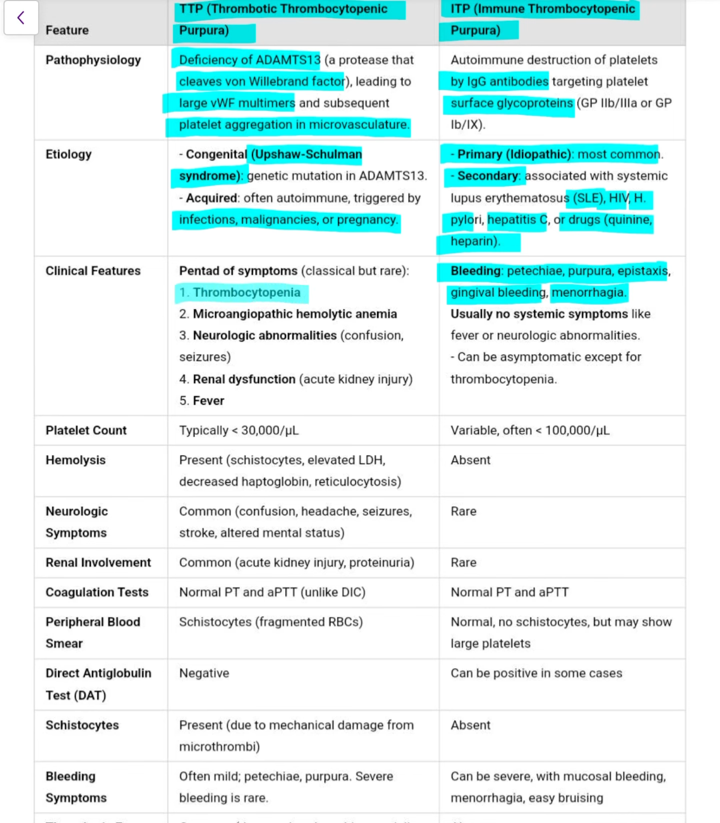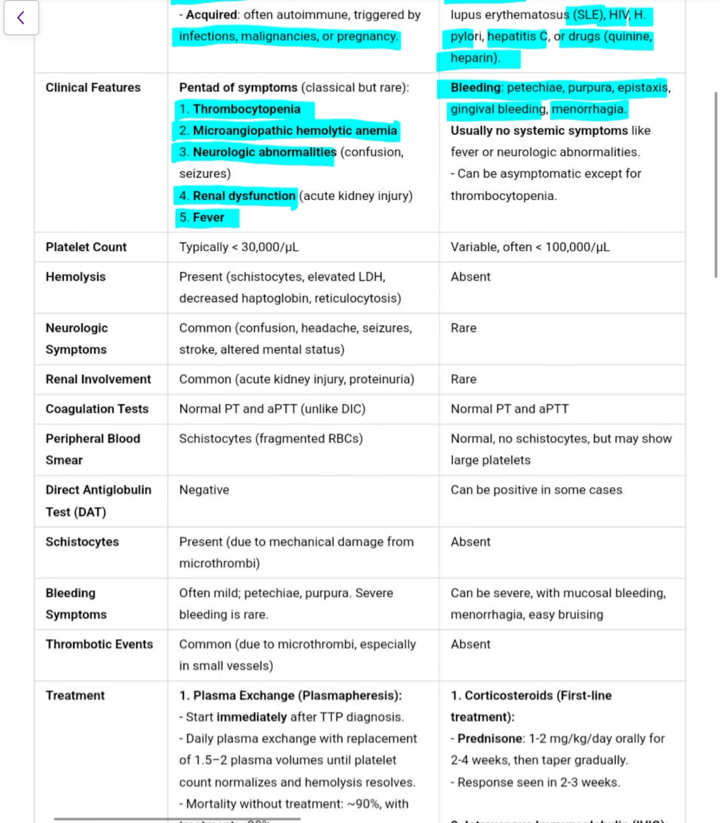Why? Because thrombocytopenia is common in both the disorders, but here additionally there will be microangiopathic hemolytic anemia, as I said just now, and neurological abnormalities like stroke-like symptoms: confusion, seizures, altered mental status, etc. Also renal dysfunction, acute kidney injury, and fever. So these are the pentad of symptoms: anemia, thrombocytopenia, stroke-like symptoms because of thrombotic events, renal dysfunction and fever.